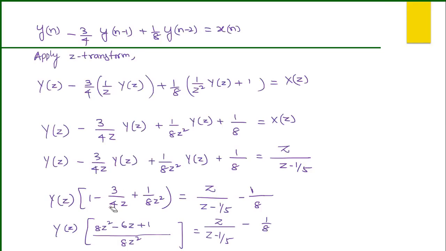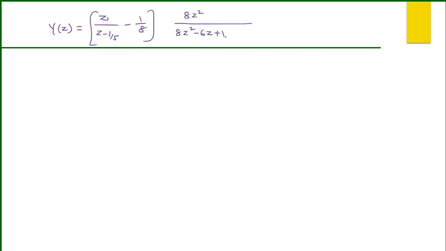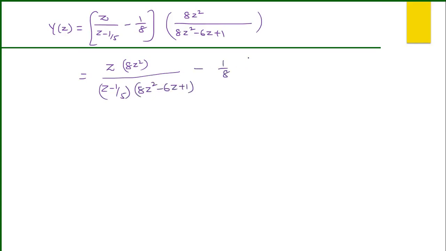So now again, what will y of z become? You send this entire term this side. Y of z is equal to z by z minus 1 by 5 minus 1 by 8 whole into 8z square divided by 8z square minus 6z plus 1. Now you just multiply with each one, that is z into 8z square divided by z minus 1 by 5 into 8z square minus 6z plus 1, minus 1 by 8 into 8z square divided by 8z square minus 6z plus 1.